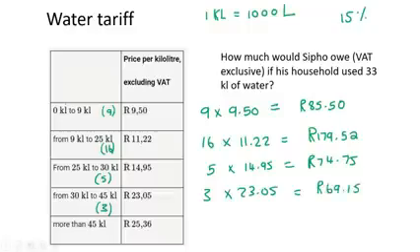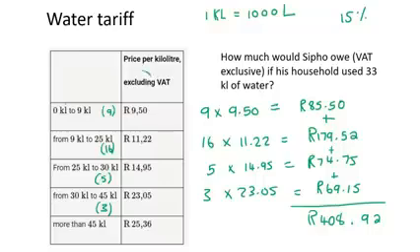15. So your total amount of water, the total amount due, you'll just go plus these numbers together, and that'll give us a total of 408 Rand and 92 cents. And what's important is that you realize we don't need to go and add any VAT, because they said, how much would Sipho owe?